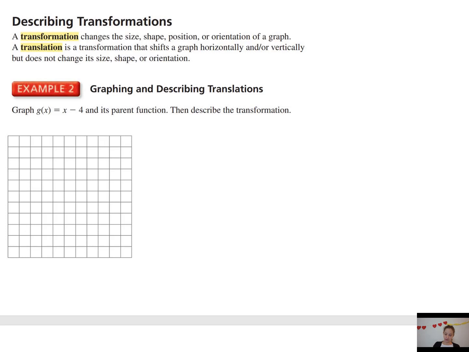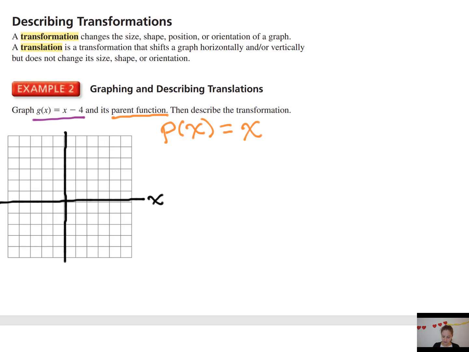Okay, so the parent function here, and I'm going to call this p of x, comes from the linear function family, so the parent function is x. And now on this graph, I'll graph g of x and p of x. I'll add a y-axis and an x-axis, x, y. Now you can graph this knowing what you know about slope-intercept form, or you could put it in your graphing calculator and go to table and plot some points. I'll use slope-intercept form right now.